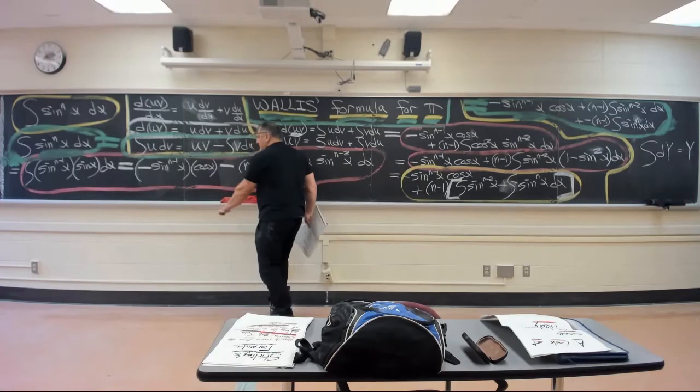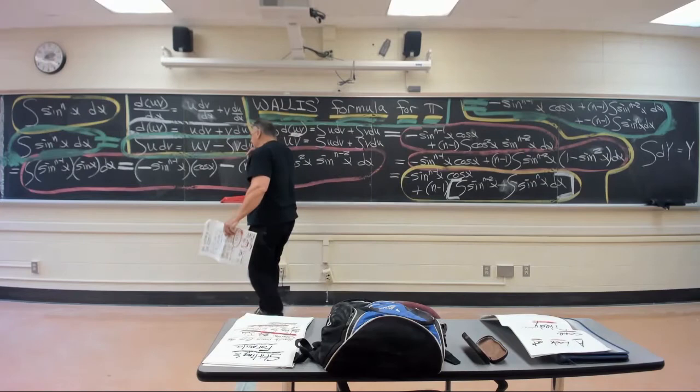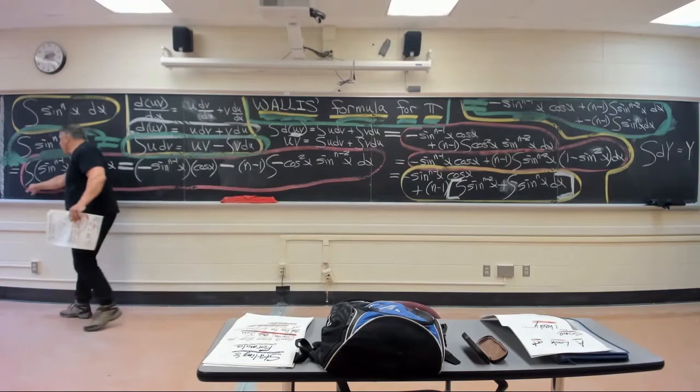That's interesting. Let me jump the gun a little bit, so when I talk about it later, it's not going to bother you as much. That's integrated from 0 to pi over 2. This whole integral is from 0 to pi over 2. Okay, we get the picture.